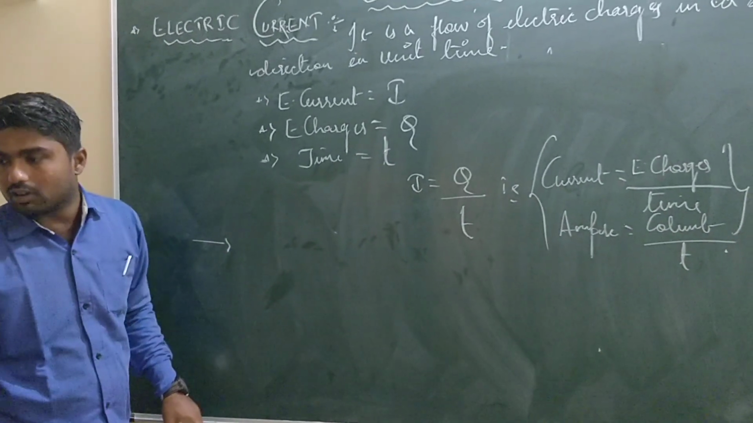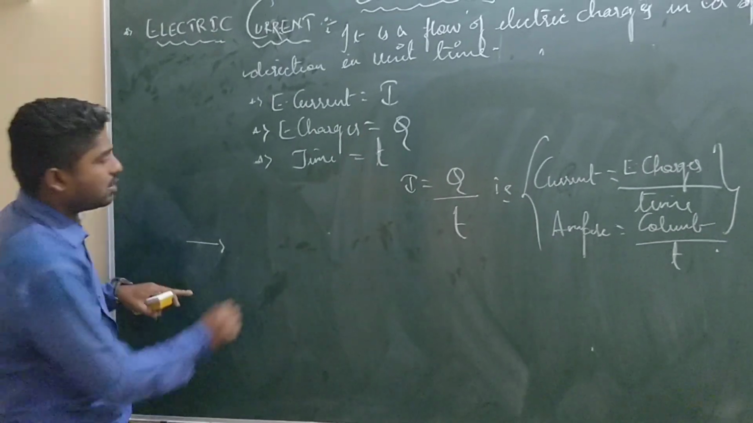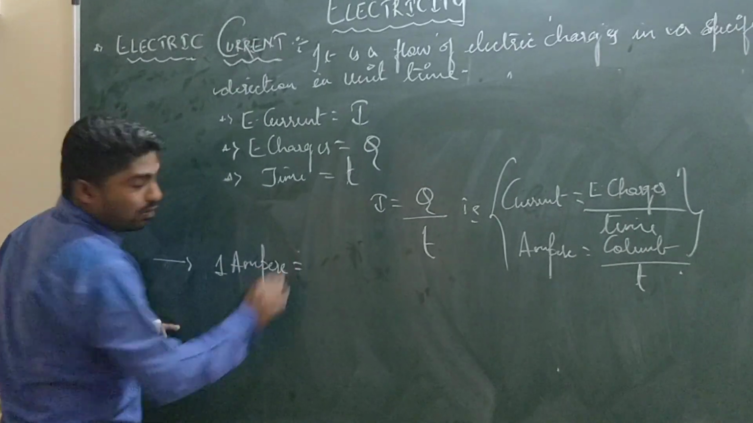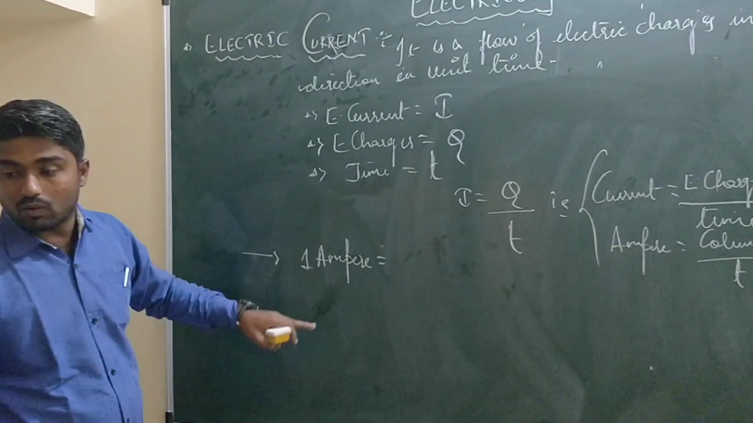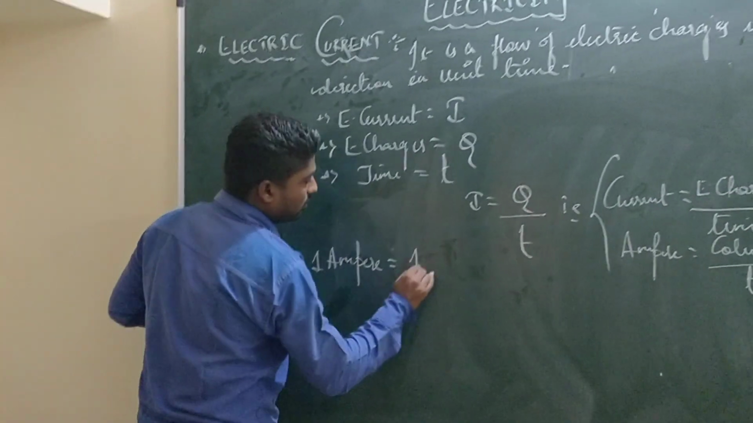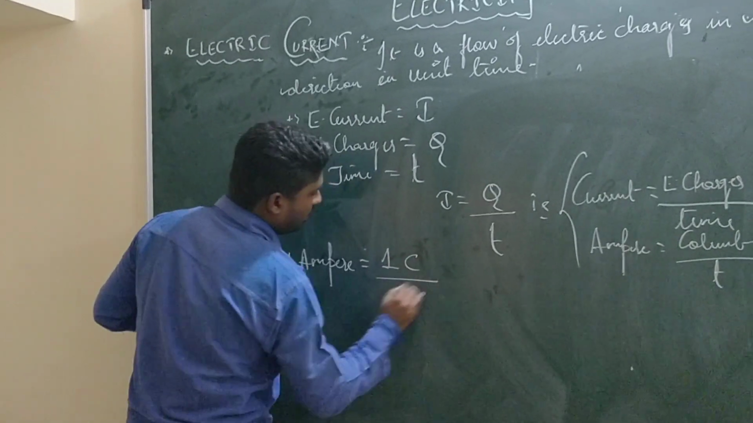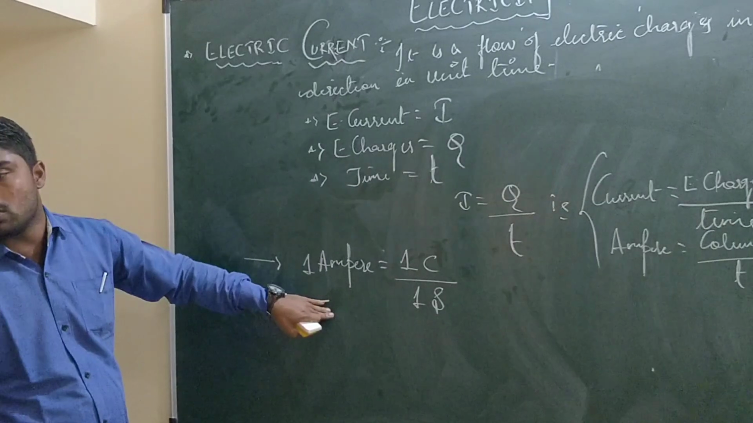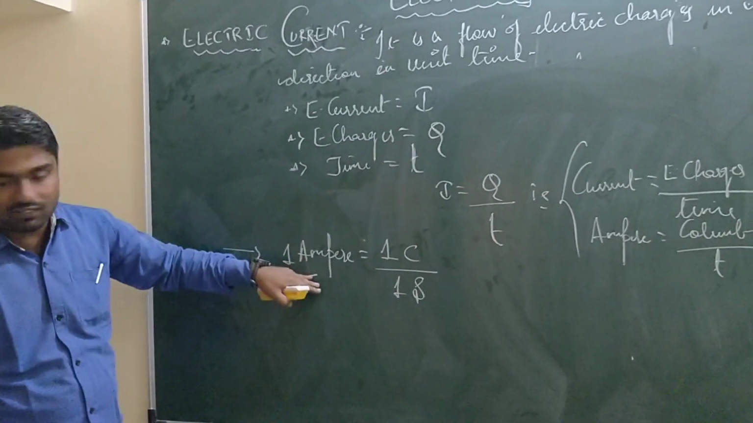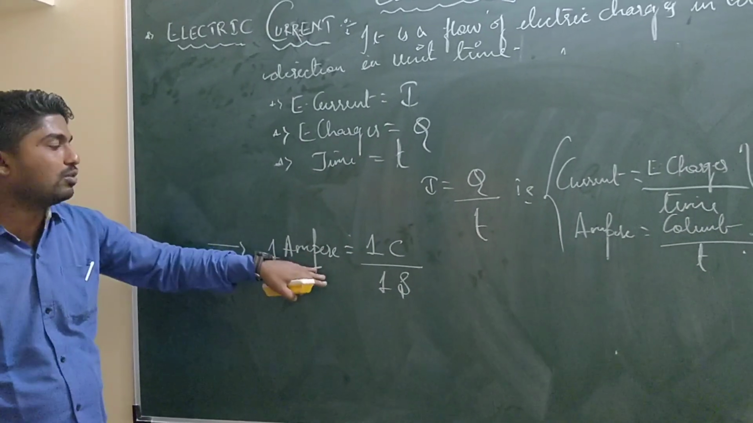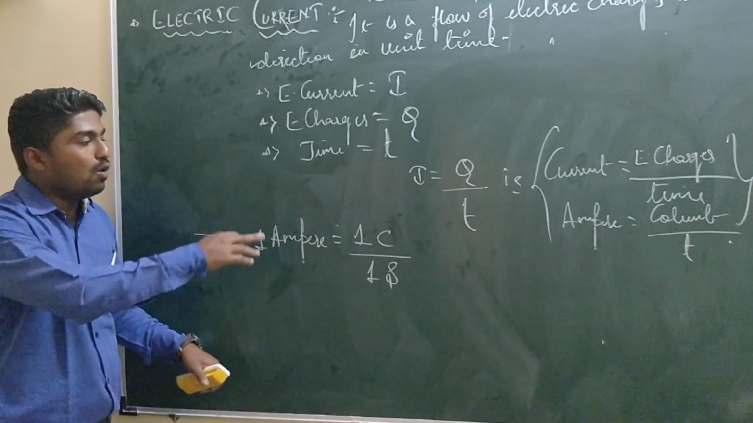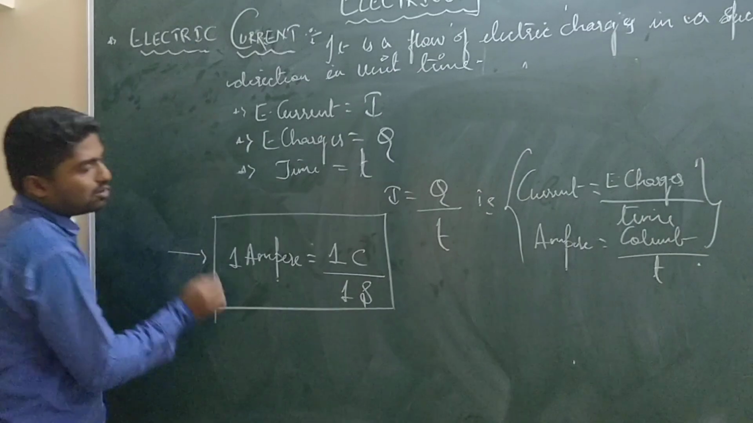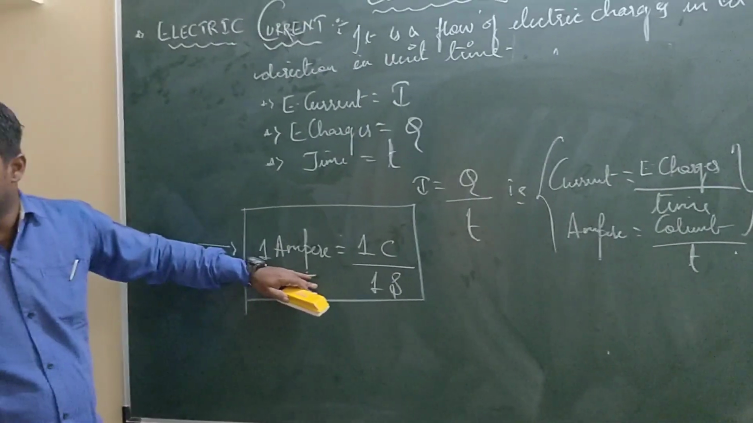Okay. Now, last but not least, for ampere also there is one formula. You may not get that one, but just for knowledge, remember here: 1 ampere is equal to 1 coulomb by 1 second. I forgot to tell you, after the ampere definition, note this one. It's not so important for you, but also just remember this one.